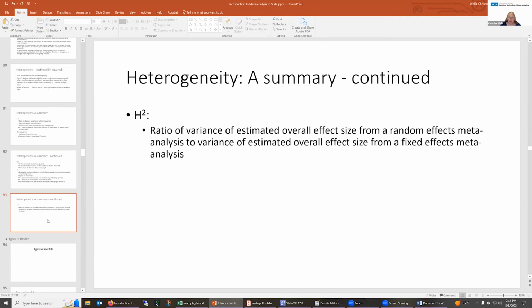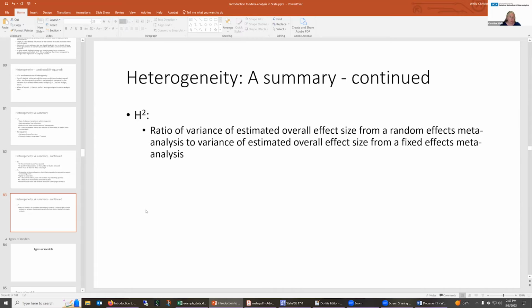And then there's H squared. H squared is the ratio of the variance of the estimated overall effect size from a random effects meta-analysis to that same quantity from a fixed effects meta-analysis. And we have not gone over random and fixed effects meta-analyses, but we're going to in the next slide. So we are almost there, but that's what H squared is. And included in here because you do see it in the Stata output.